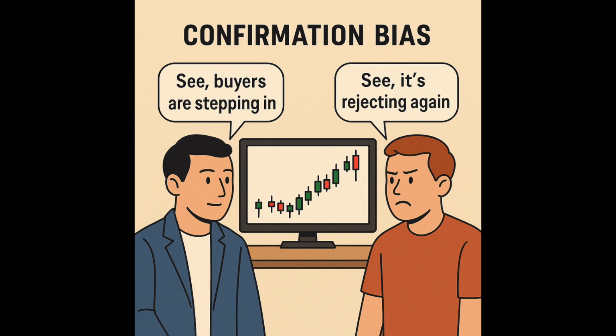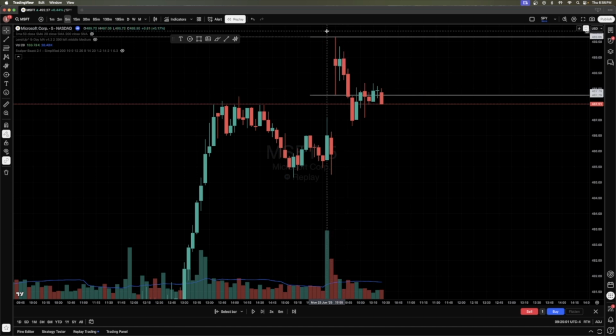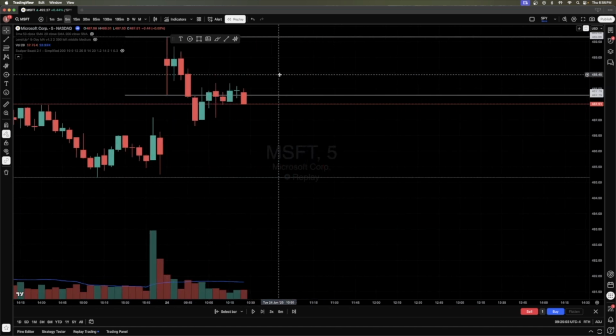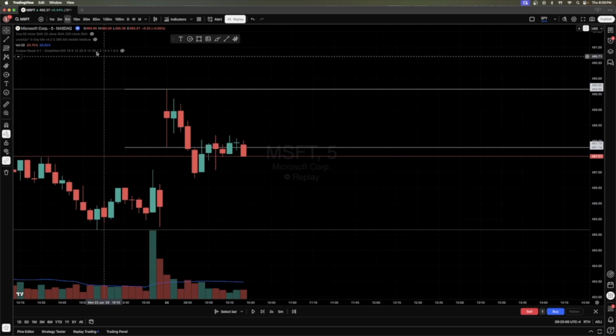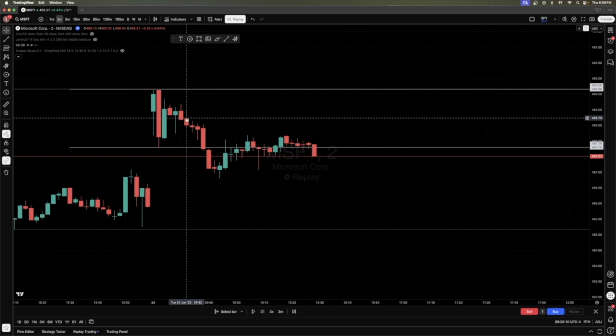Now let's talk about the setups which didn't work and also talk about how you go about managing them. Let's talk about Microsoft. Go to the first 5-minute candle, draw the highs and lows. That's going to be ORB highs, ORB lows. After 10 o'clock, what happened to the price? It is not as clean as the setups which I showed you.